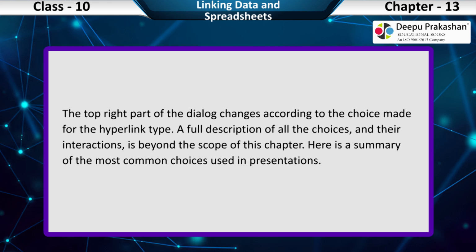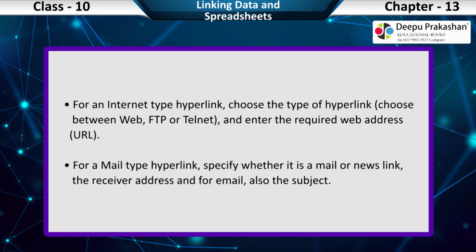The top right part of the dialog changes according to the choice made for the hyperlink type. A full description of all the choices and their interactions is beyond the scope of this chapter. Here is a summary of the most common choices used in presentations. For an Internet type hyperlink, choose between Web, FTP or Telnet, and enter the required web address, URL. For a Mail type hyperlink, specify whether it is a mail or news link, the receiver address, and for email, also the subject.